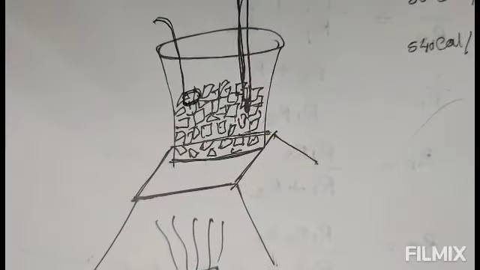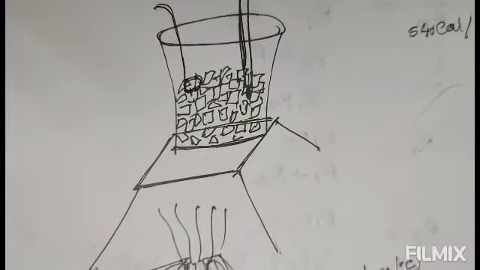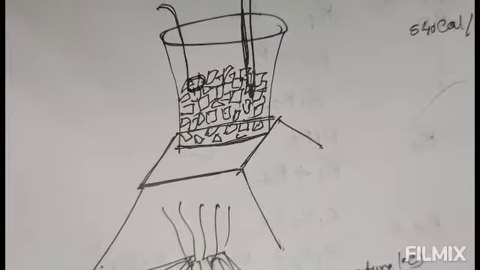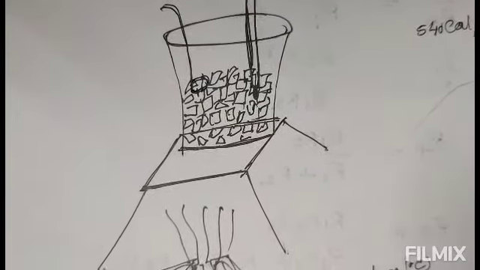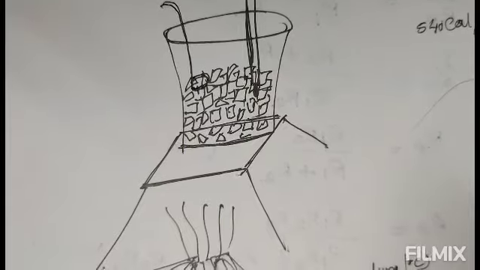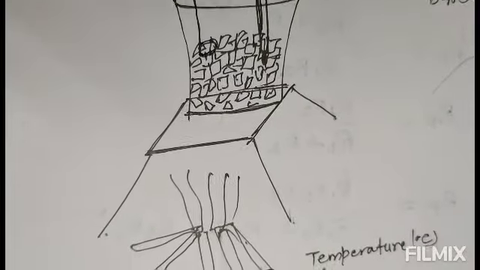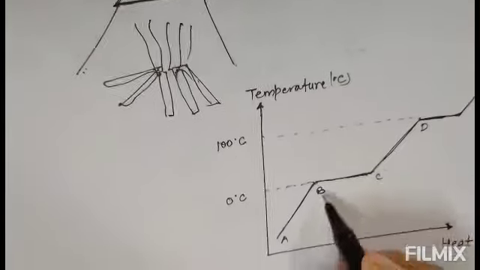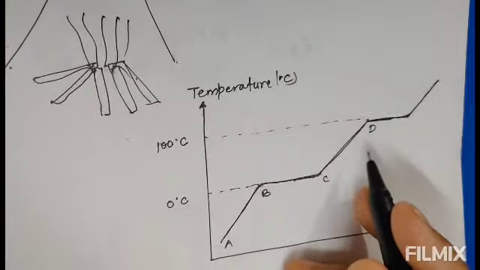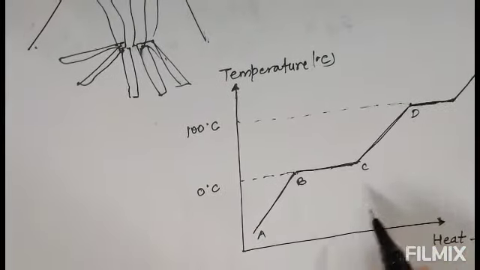Note the temperature of the ice and water after every 1 minute until the water starts boiling and is converted into vapor state. Now draw a graph between temperature and time t. We will get a curve. This is a curve like A, B, C, D. You will see here it is A, B, C, D. Okay, the graph is shown here.